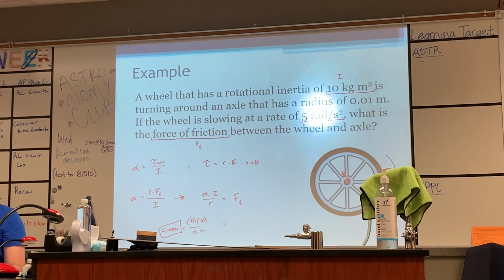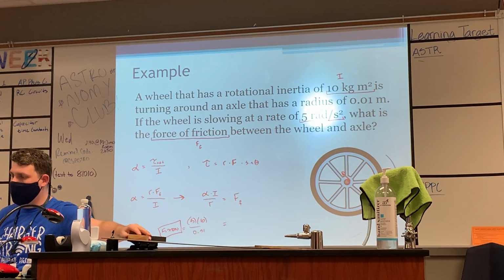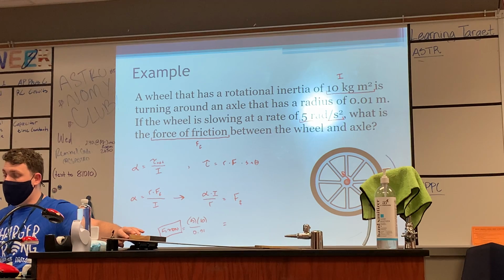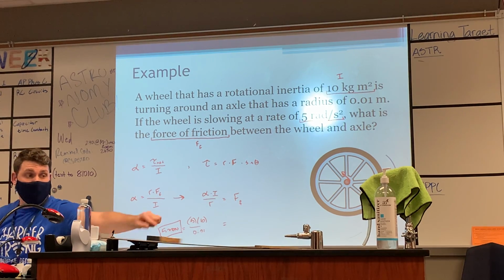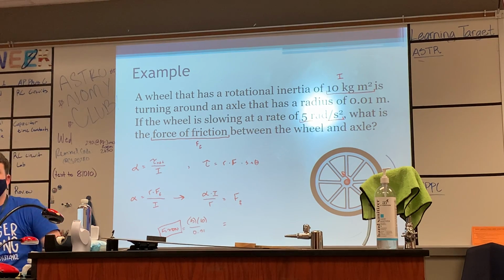Guys, in terms of linear motion, this would be the same as if I told you something's acceleration as it was sliding along the ground, and I asked you what the force of friction was as it was sliding. That's the same problem. You do the exact same steps, just instead of torque, you would write that the force is equal to the force of friction. So you have acceleration equals force of friction divided by M.